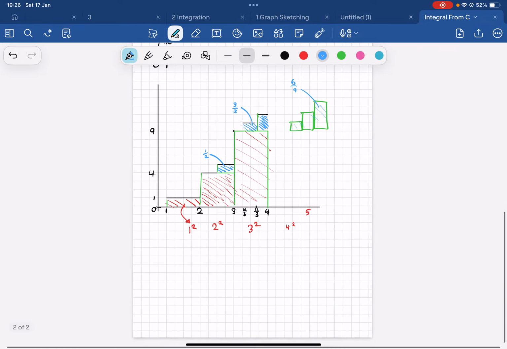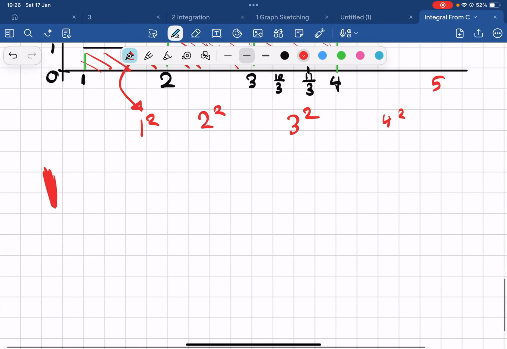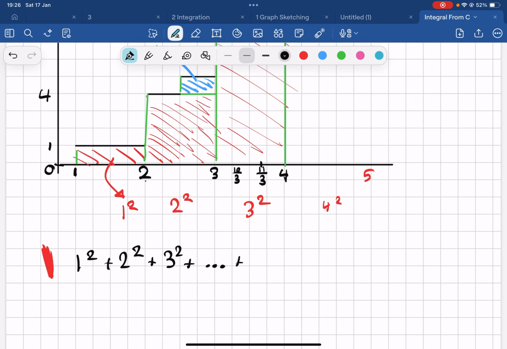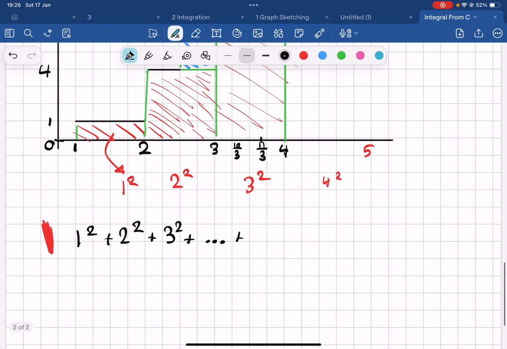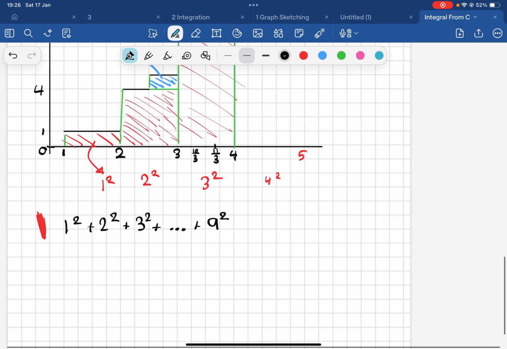Let's start writing out these areas. If we write our red areas out, we have 1 squared plus 2 squared plus 3 squared up until 9. From 1 to 2 you have 1 squared, 2 to 3, 2 squared, 3 to 4, 3 squared, and from 9 to 10 we'll have 9 squared. Alright, that's fine.